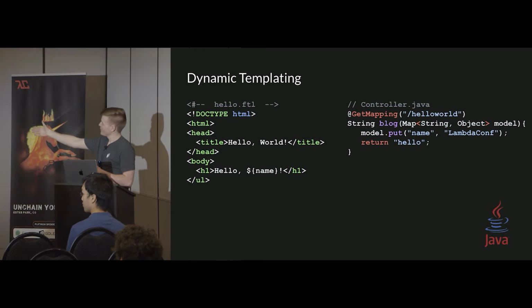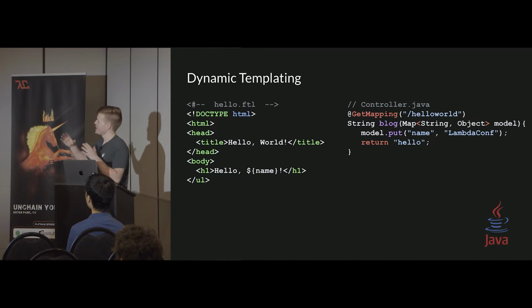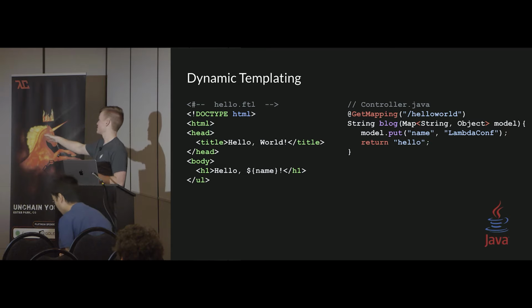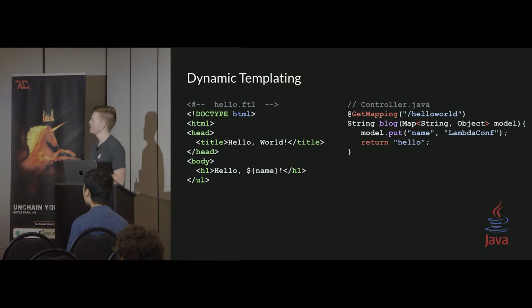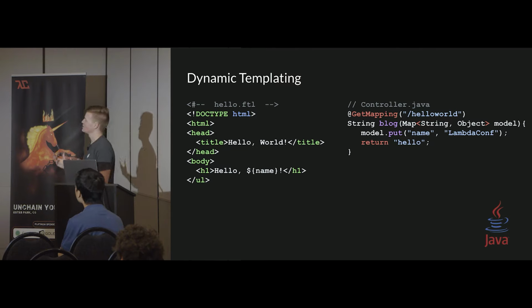So here on the left, we have the FTL file. It's just HTML, but then you enrich it with these tags. So I'm saying, OK, interpolate this name value. Then on the right, I have my controller. This is how I specify an endpoint in Spring Boot. I say, OK, I have this page, hello world. This method is going to accept a parameter called model that's a map from string to object that will contain all of the data needed to render the template.